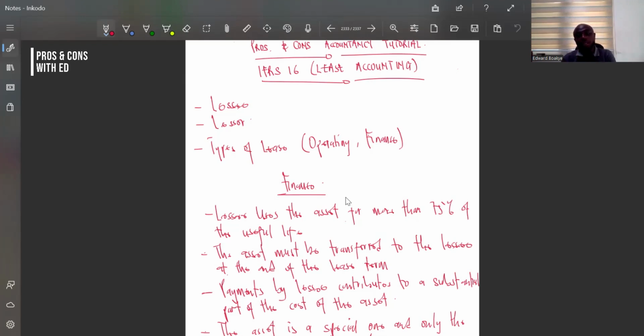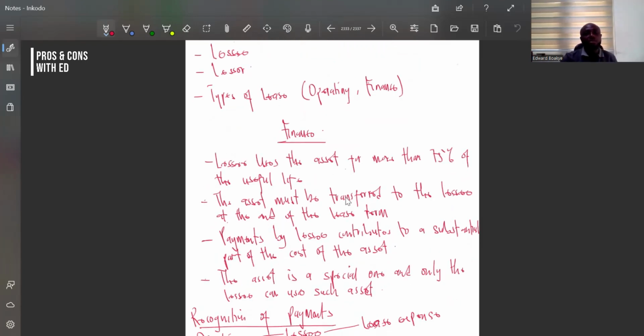Then we said what makes an operating lease different from a finance lease. We gave some conditions that need to be present for us to say that this lease is a finance lease. First, the lessee is going to use the asset for more than 75% of what? The useful life of the asset. Second, the asset must be transferred to the lessee at the end of what? The lease term. So if the asset will be transferred to the lessee at the end of the lease term, then we say that this is a finance lease.